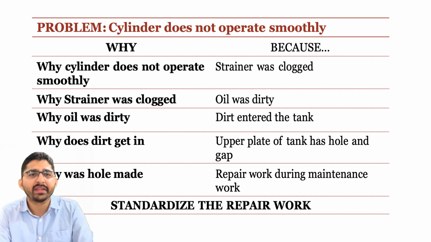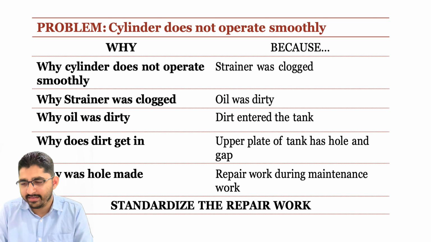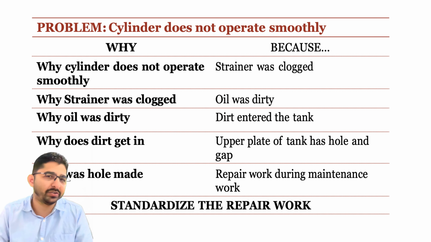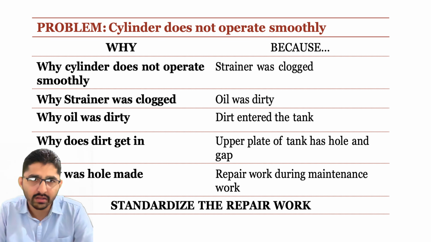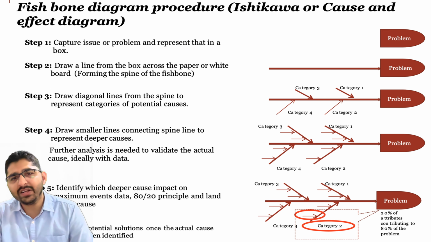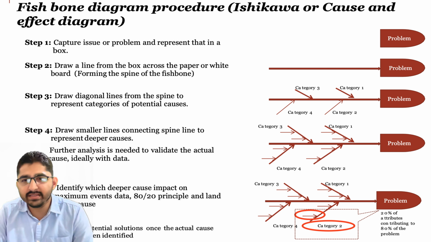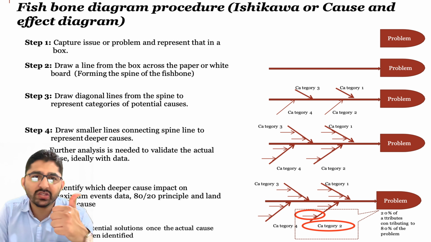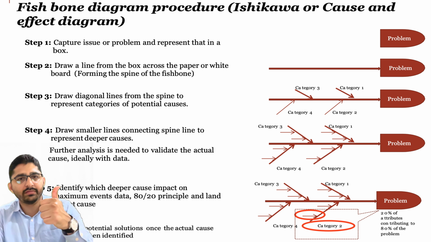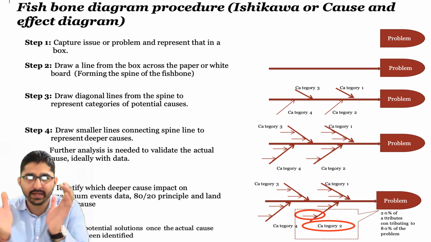So now let's talk about the fishbone diagram. You have heard about the fishbone, but today we will be going one level deeper into it, right? So the fishbone is mainly called an Ishikawa or cause and effect diagram. So now let's understand how to make this fish, right? The first step is to capture the issue or problem and represent that in a box. As you can see on the back of my screen, I mentioned the problem in the red box.